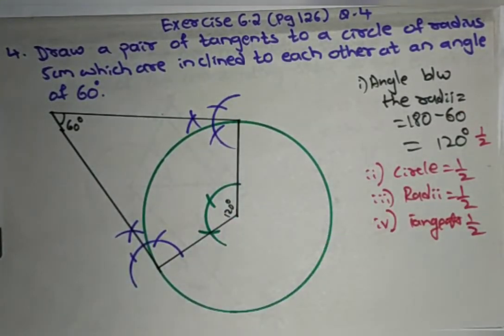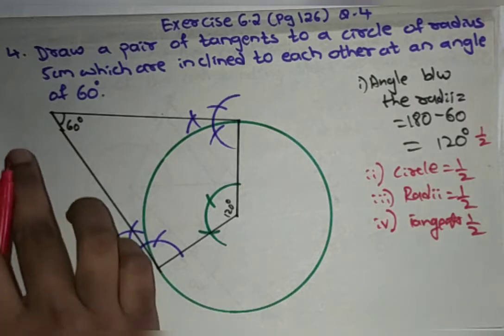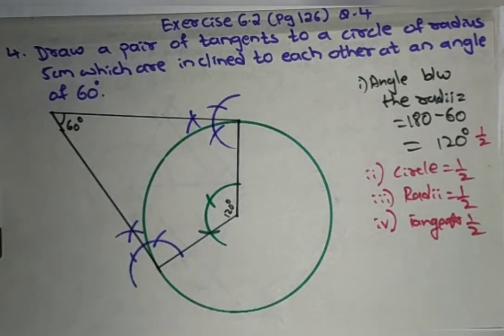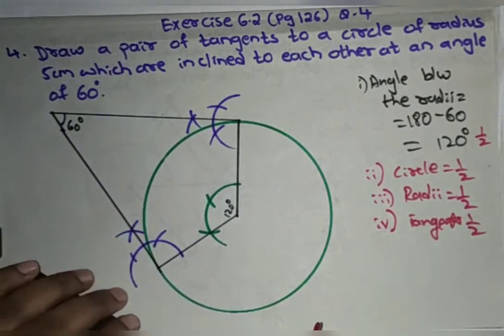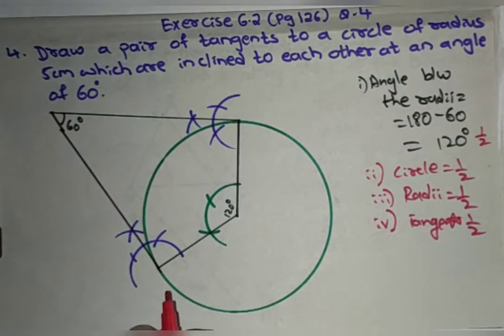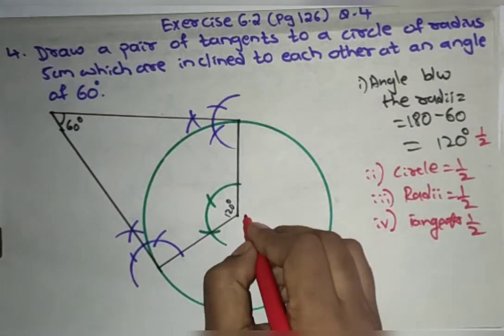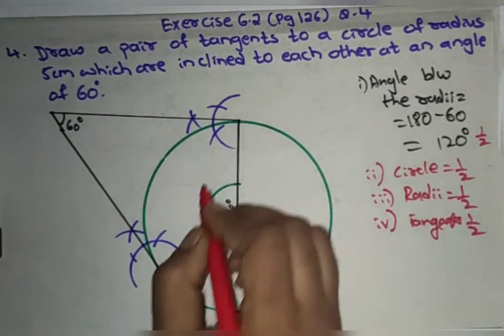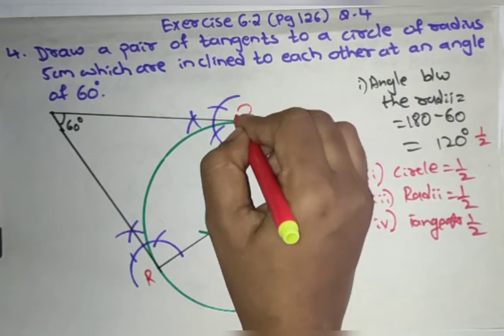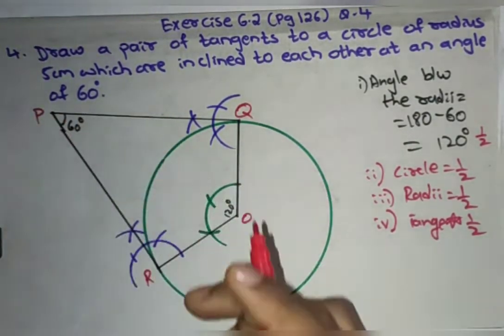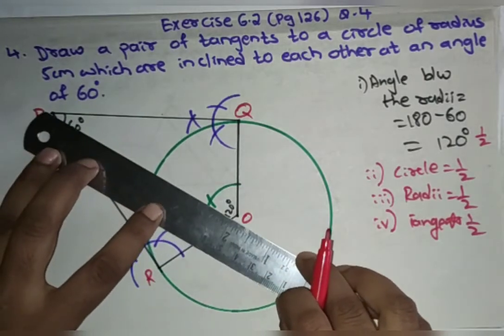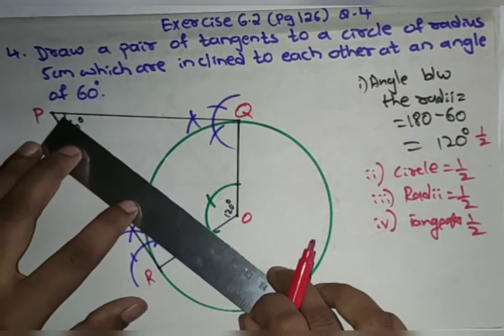Till now they have not asked for justification. By chance, if they ask, what should you do? Join this from the center of the circle. We will name it: this will be the center of the circle O, this will be R, this will be Q, and we may take P here. We will join this.